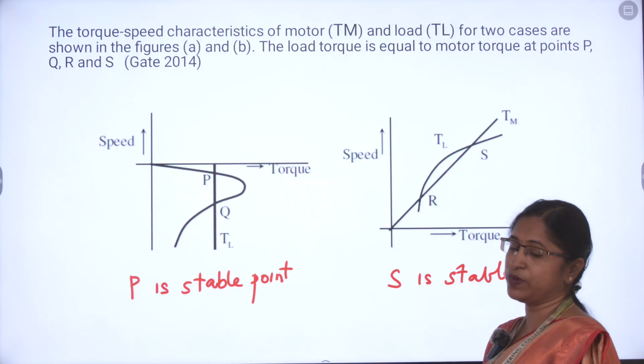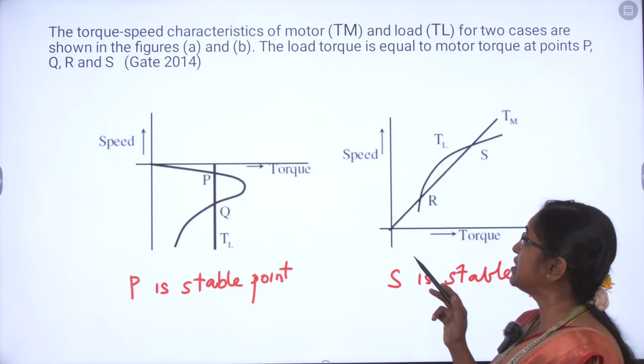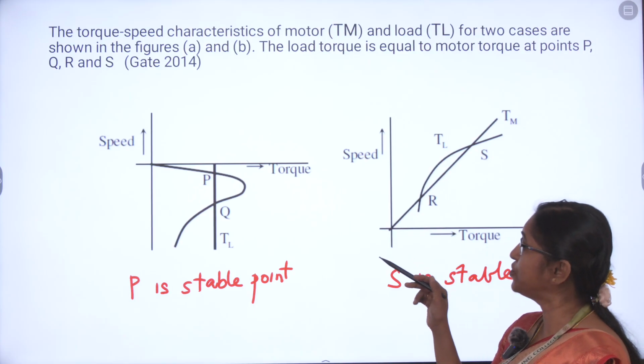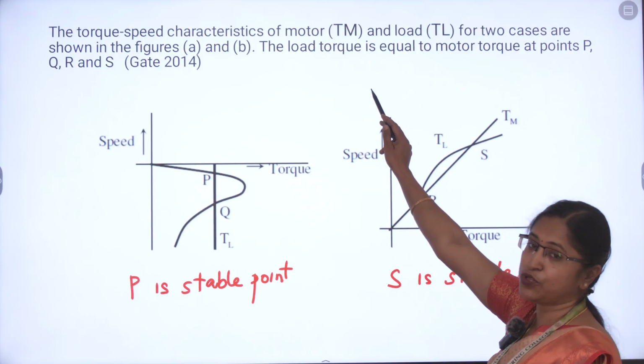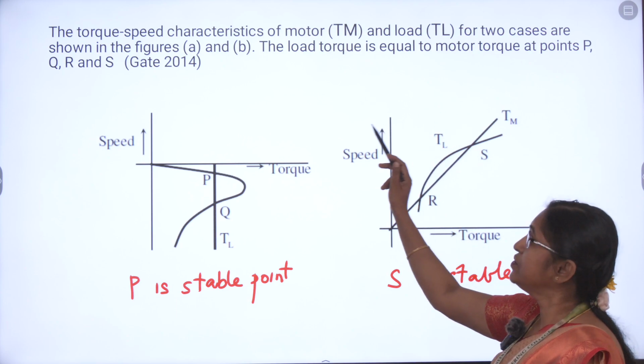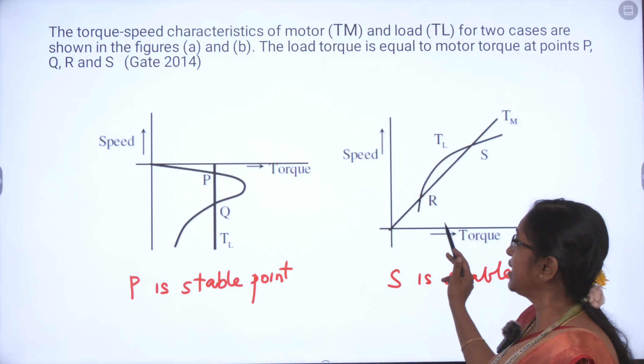So the answer is obviously your core loss component. We will see one more question. The torque speed characteristics of motor and load for two cases are shown in the figure. So Tm indicates your motor torque and TL indicates your load torque. So two diagrams are shown here.